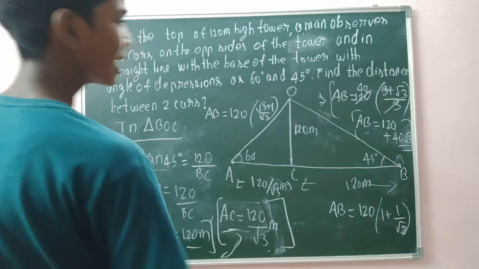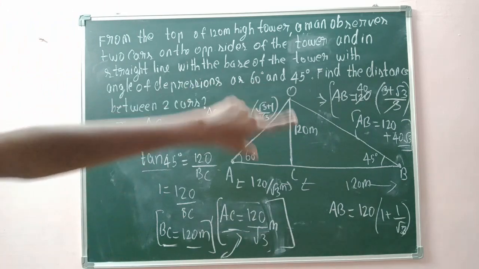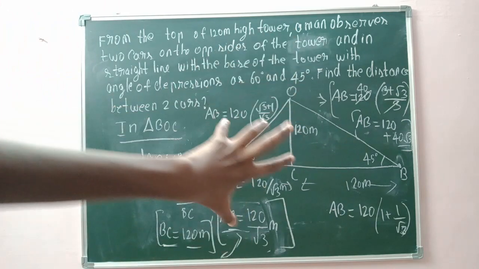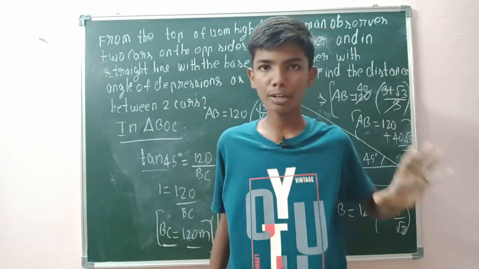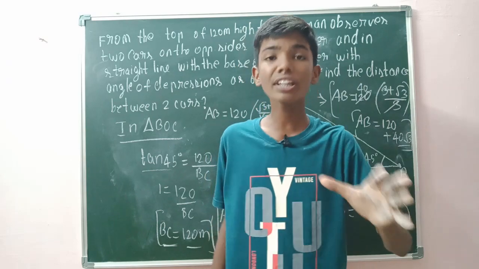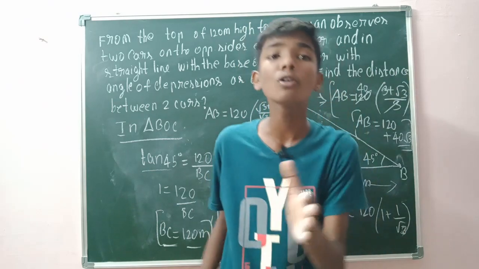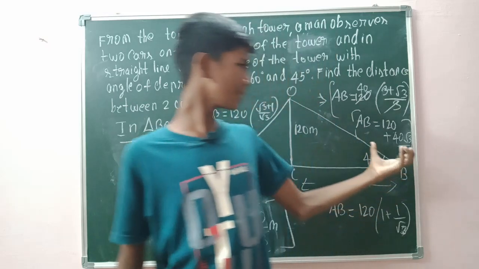So the answer is AB is equal to 120 plus 40 root 3, because you are supposed to find the distance between two cars. Therefore, the distance between two cars will be nothing but 120 plus 40 root 3. Correct or not? Perfect. I hope everything is perfect, and I want everyone to be with me. Just solve it out. So this will be the answer for the question.